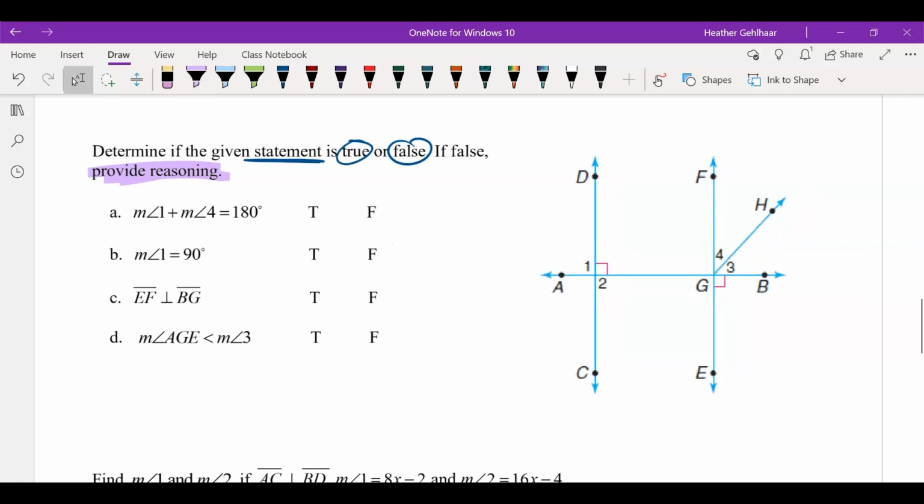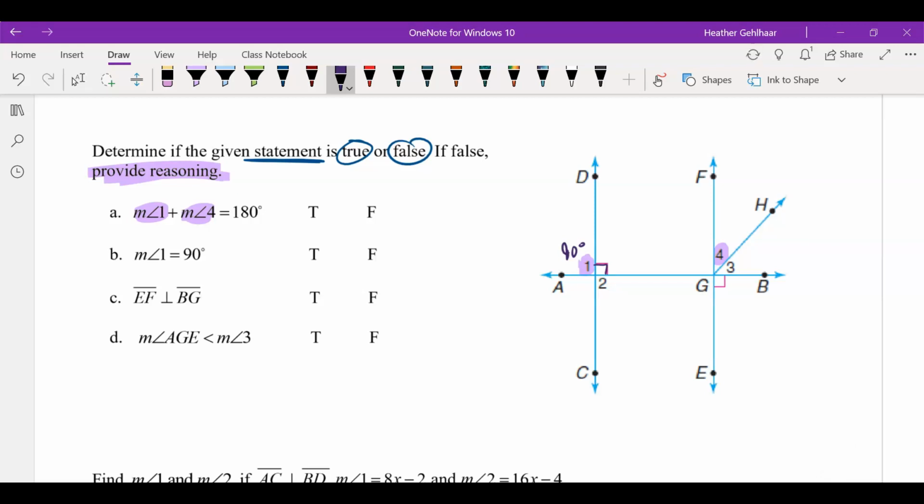So looking here, it says the measure of angle 4 and 1, when we add them, equals 180. So let's take a look. I'm actually going to do this here. The measure of angle 1 plus the measure of angle 4 equals 180. Well, first of all, to be able to say if that's true or false, we're talking about the actual number, so we need to know what they equal. So angle 1, we know for sure is 90 degrees because we have this right angle symbol.